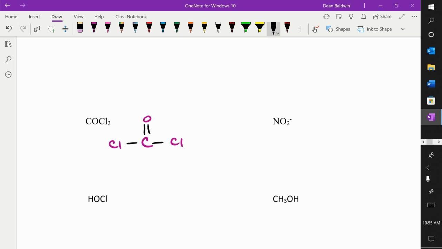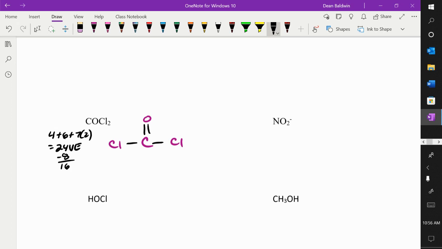Now we've got to figure out the valence electrons. Carbon has 4 valence electrons, oxygen has 6, and chlorine has 7 times 2. That gives us 24 valence electrons. How many do we have in the bonds that we have there? We've got 8, right? Because there are 4 bonds: 2, 4, 6, 8. So if you take away 8, you're left with 16.